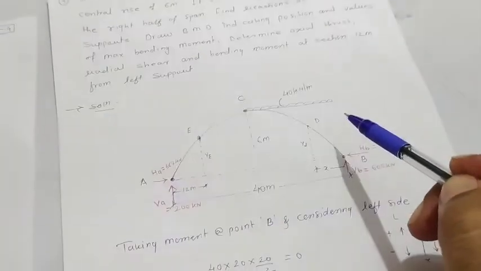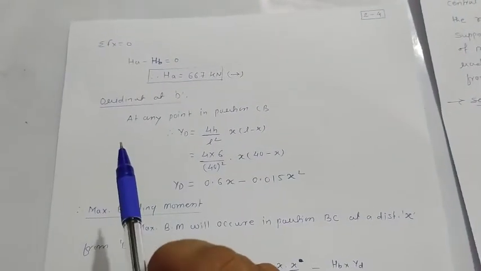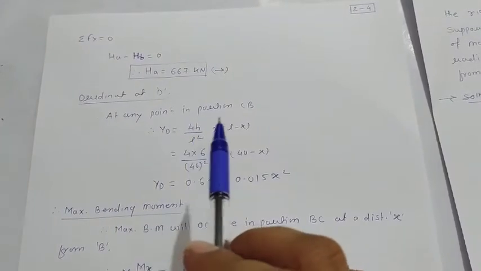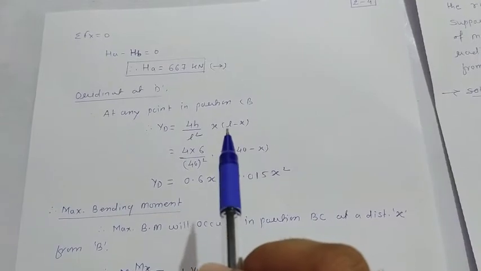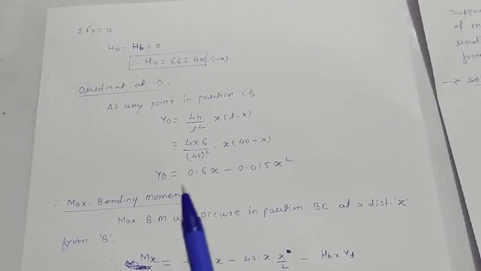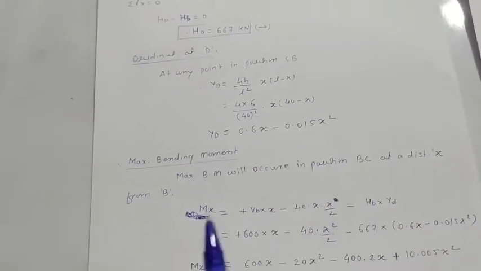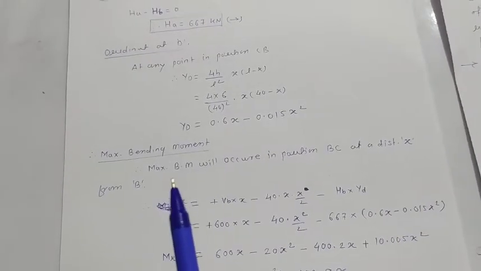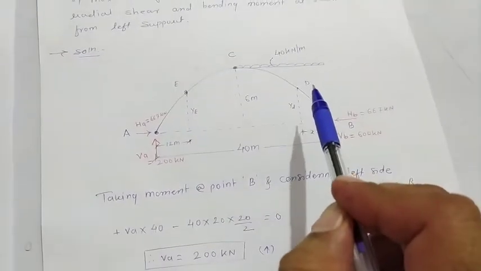Okay. So we have to find out the vertical ordinate at point D. So YD, we have the equation at any point in portion CB, YD is 4h upon L square into x into L minus x. If you put the value of h, L and x, you will get YD in terms of x. Okay. Now maximum bending moment. Maximum bending moment will occur in portion BC at a distance x from B. We have to find out the maximum bending moment.